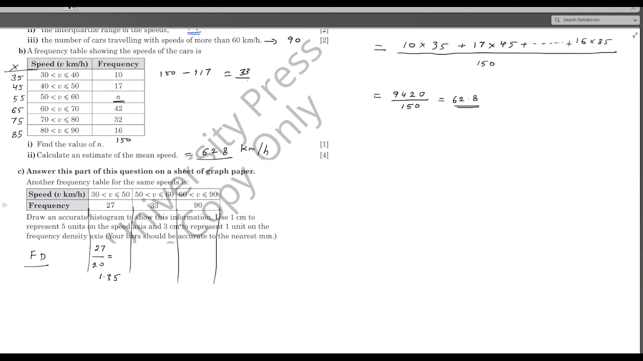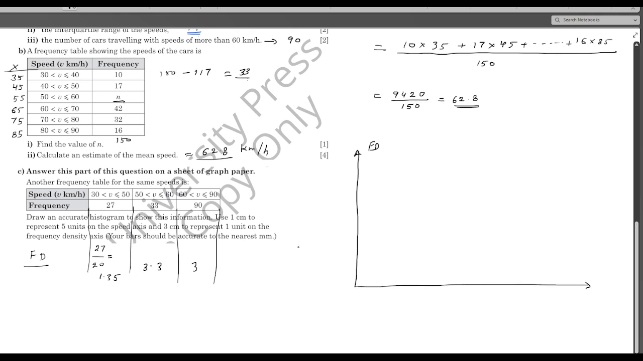Similarly for the others, it is 33 divided by 10, which is 3.3. Then 90 divided by, from 60 to 90 it is 30, so 90 divided by 30 is 3. These are the frequency densities. Now the y-axis represents frequency density and the x-axis will represent speed.